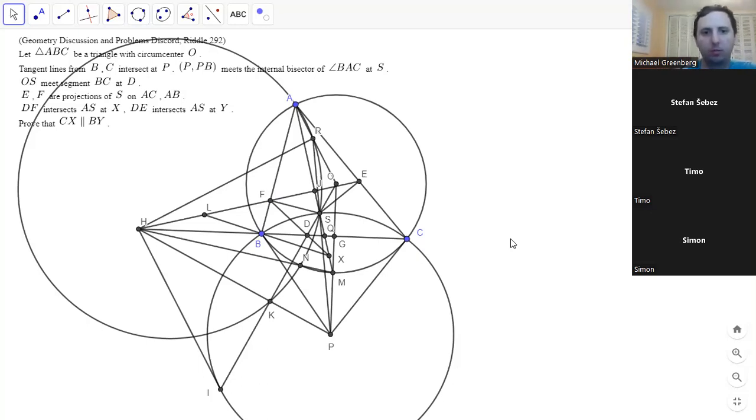Interesting. And then that would show that HS is tangent, right? Yeah.